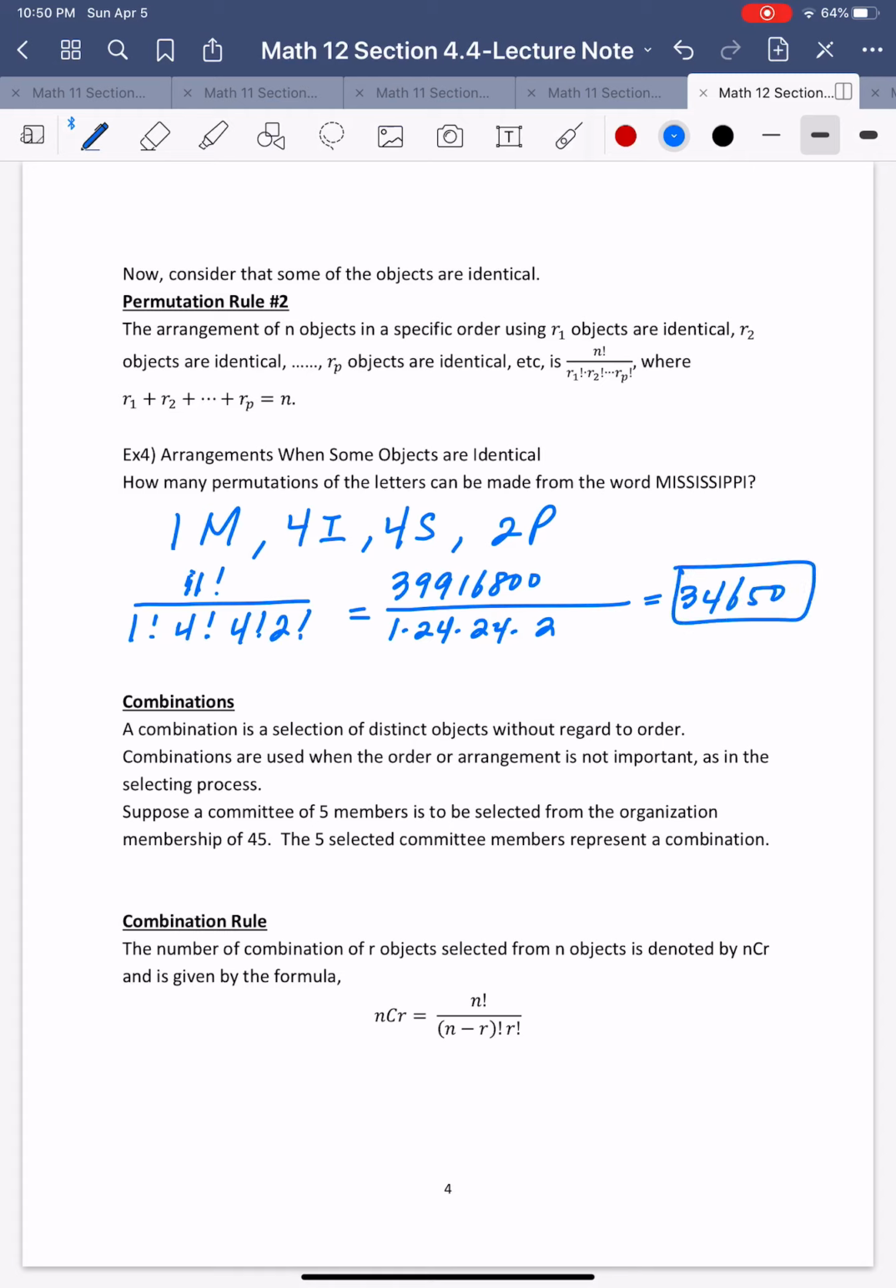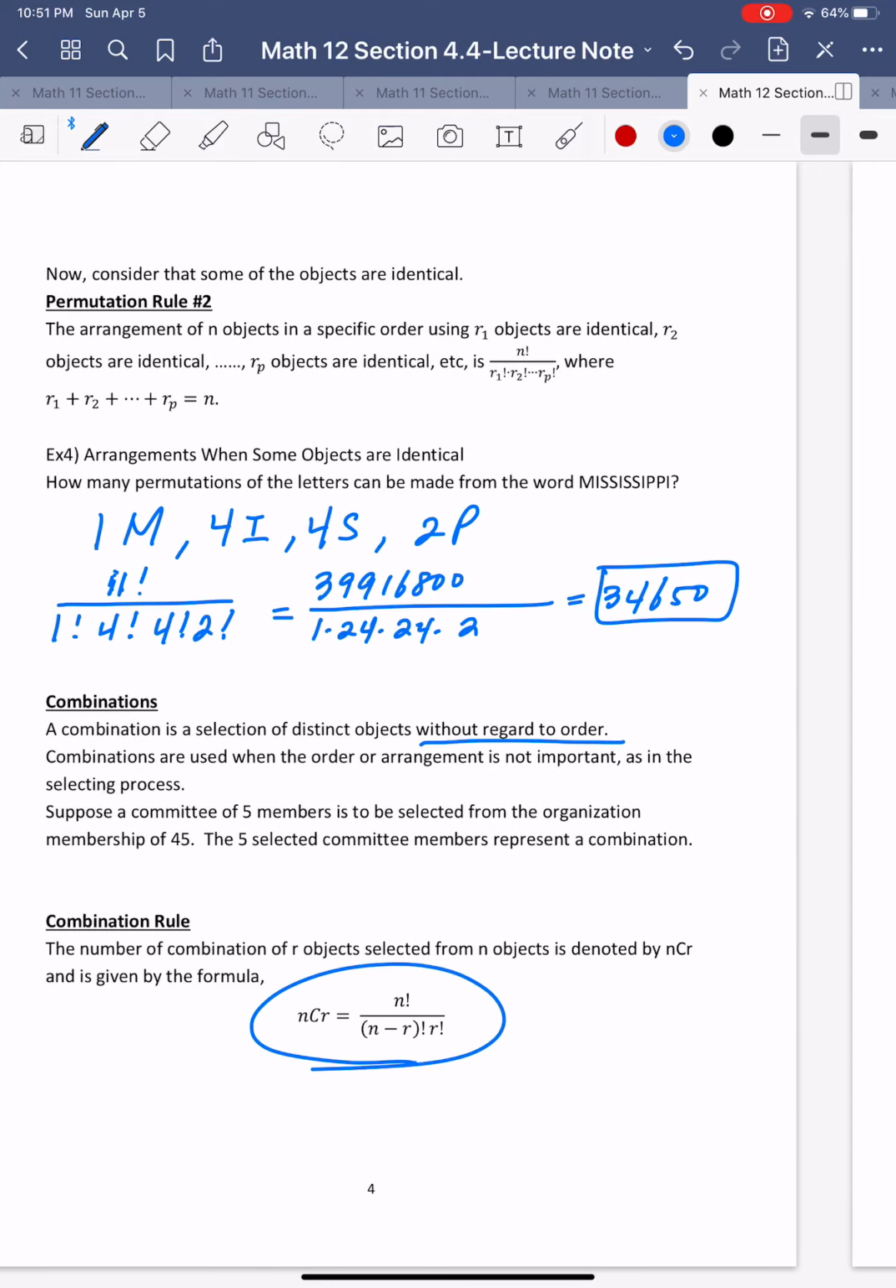Now combination. The combination order actually doesn't matter, okay? But permutation order matters, but combination order doesn't matter. So combinations are used when the order of arrangement is not important in the selecting process. Suppose a committee of 5 members is selected from an organization membership of 45. The 5 selected committee members represent a combination. So the rule is the number of combinations of r objects to select from the n objects is denoted by nCr. It is given by these formulas, okay?